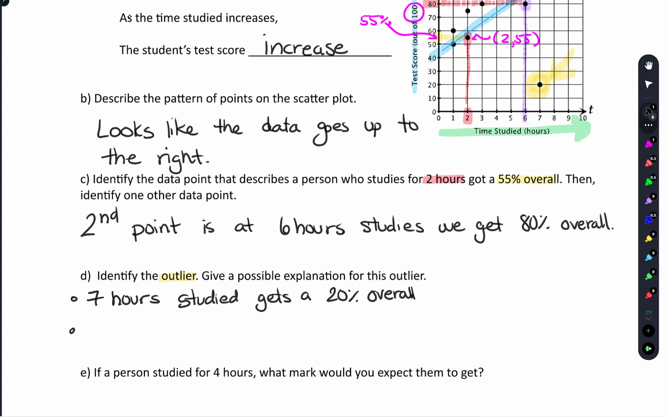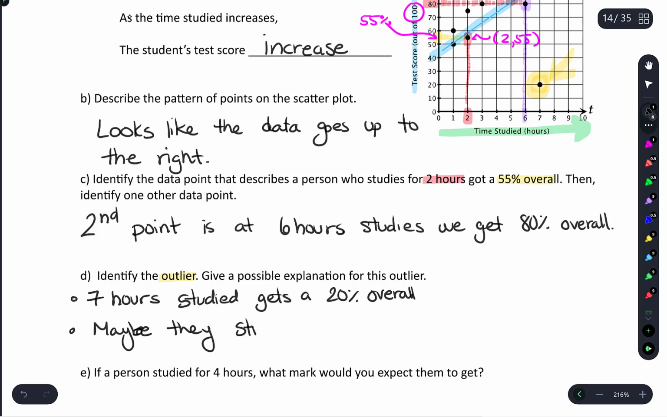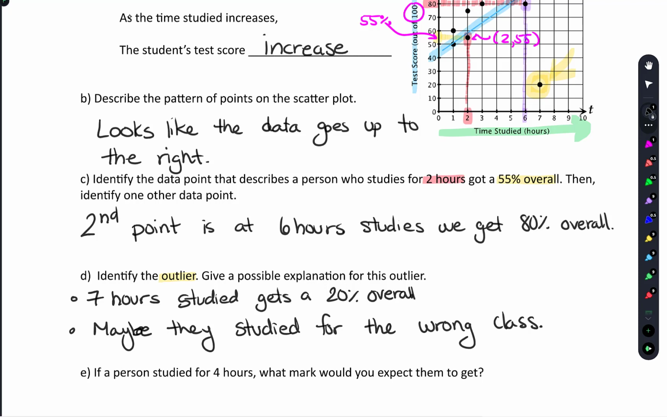a test. Right? So we could put here, maybe they studied for the wrong class. That's one possibility. Or maybe another one might be that they did in fact study for 7 hours, but they were distracted with TV or their siblings or their cell phone, their TikTok, whatever it is, and really they were not effective for that 7 hours that they were studying.